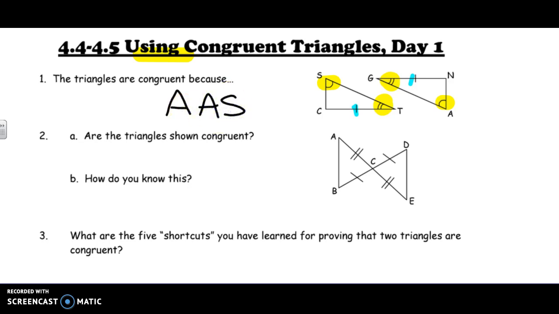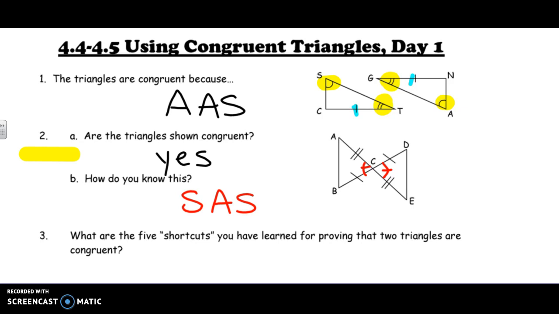What about problem 2b? Well, really 2a. The triangles shown are congruent. I'll tell you yes, they are, and we have to decide why it is. How do we know this? Well, looking over at this one, do you remember that we know vertical angles are congruent? So the triangles are congruent by side, angle, side.